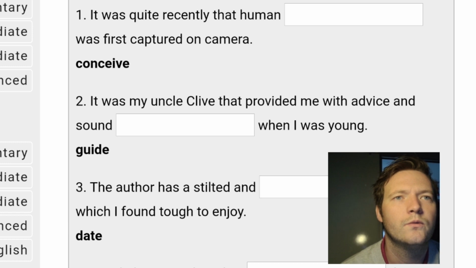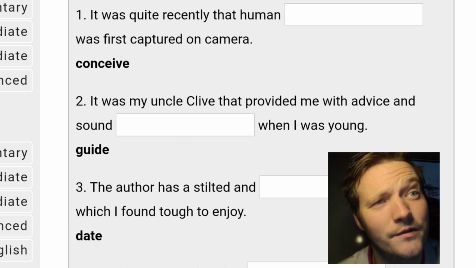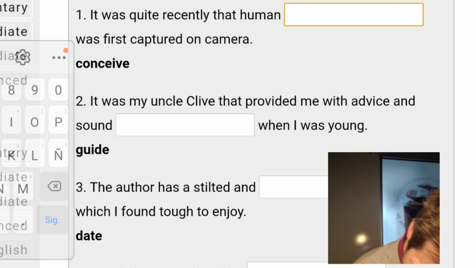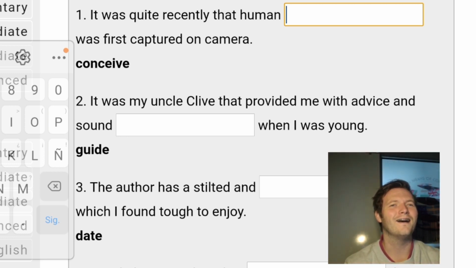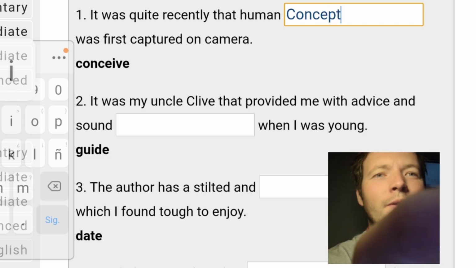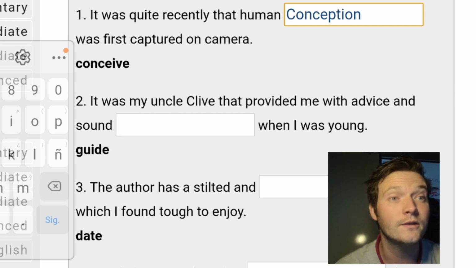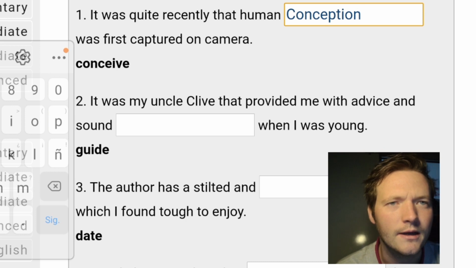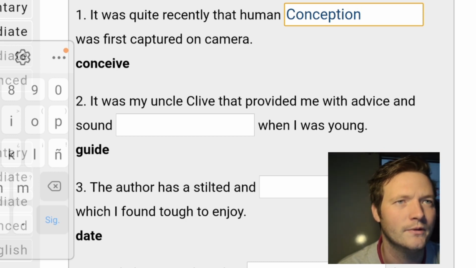It was quite recently that human conception was first captured on camera. Oh, God. Yeah, I've just realised what that is. I think it's conception. Now, I'm not quite sure what they mean by this because I think there are quite a lot of videos of human conception on the internet. But I guess what they mean is at a microscopic level. Yes, maybe that's true.